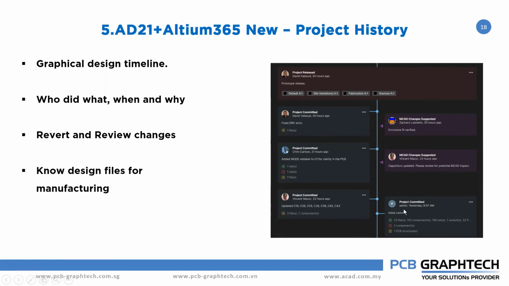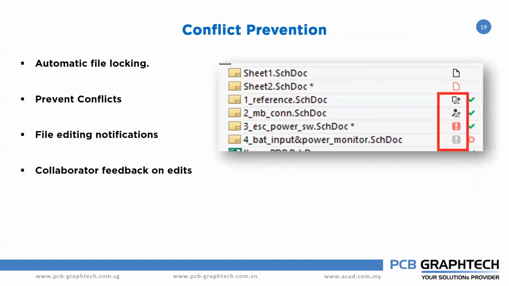Also, you will know who is involved in the same project. If you want to revert the changes, for example, your colleague has changed the project and you don't want to accept it, you can revert the changes. That is, you can go back to the previous version. Also, when you do a snapshot, you will have a duplicate of your original project and you can send the project to your manufacturer or your colleague. All this can be done in Altium 365 now.